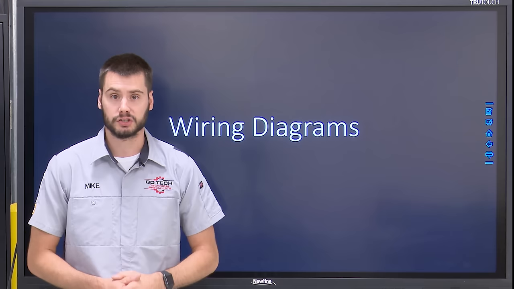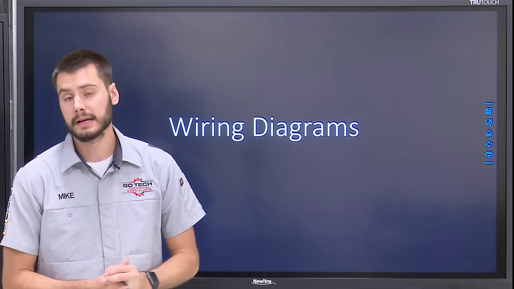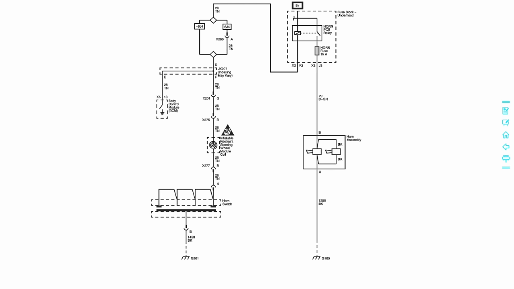So I think now that we have those rules out of the way, let's go ahead and take a look at our first diagram. All right, so this is a relatively simplistic horn circuit for a 2008 Chevy Impala. Nothing too crazy here, but let's go ahead and just start breaking it down like I had talked about.